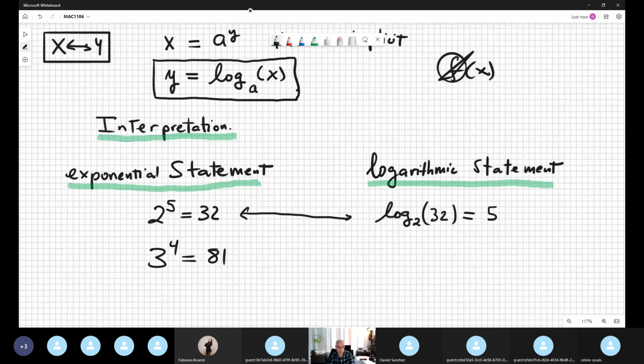Yeah. Okay. Who helped me with the conversion of this statement? 3 to the 4th power equals 81. How do we convert it to the logarithmic statement?